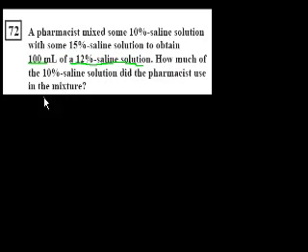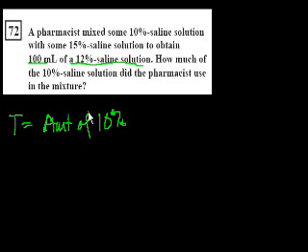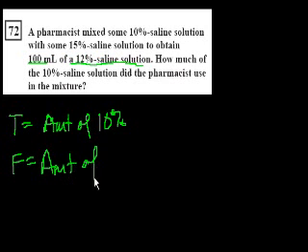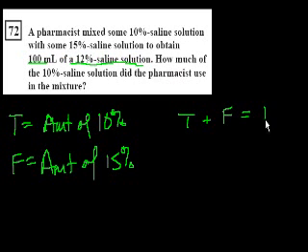Okay, so 10% and 15%. So let T equal the amount of 10% solution, and let's say that F is equal to the amount of 15% solution. I picked T for 10, F for 15. So the amount of 10% solution plus the amount of 15% solution has to equal 100 milliliters. We'll just assume we're dealing in milliliters. That equals 100.